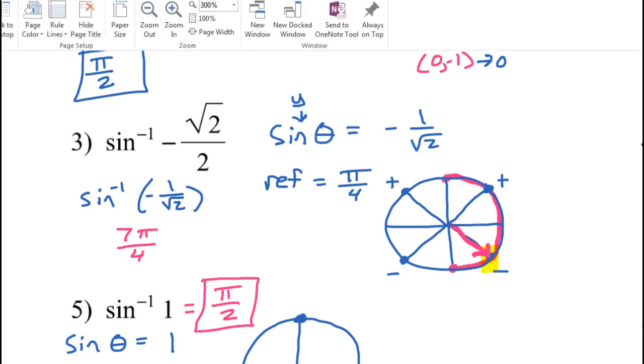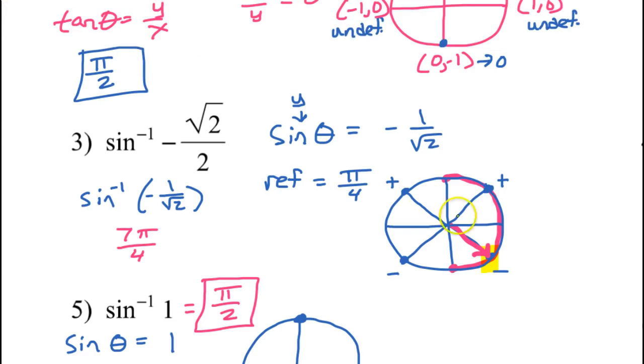Because if I call it 7 pi over 4, that means that I started here at the positive x-axis, and I went all the way around and back. And if I did that, I am leaving the restricted area, and I'm going outside into the undefined zone, and then I'm coming back in. That's not allowed. This angle is beyond the limits. It's too big. So we can't do it that way. So I need another way.